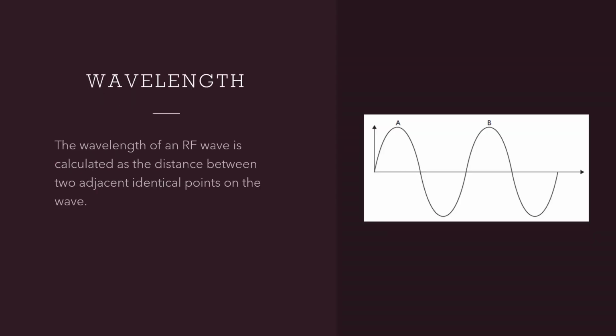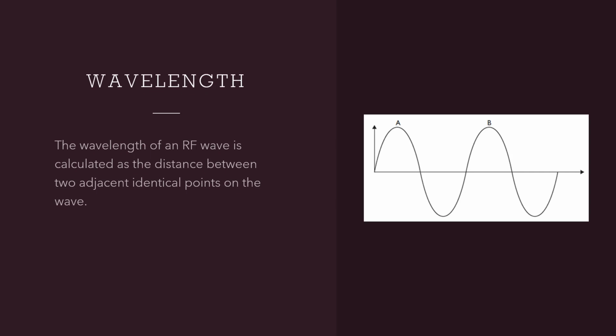First, looking into wavelength. The wavelength of an RF wave is calculated as the distance between two adjacent identical points on the wave. For example, if this is the wave and we mark identical points, A and B are identical points. If you mark C here and D here, they are identical points. You measure the distance between them. So you draw a straight line from A to B, then measure its distance. That's considered as the wavelength.